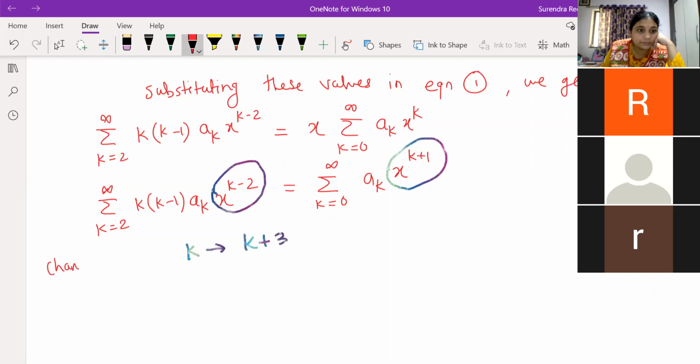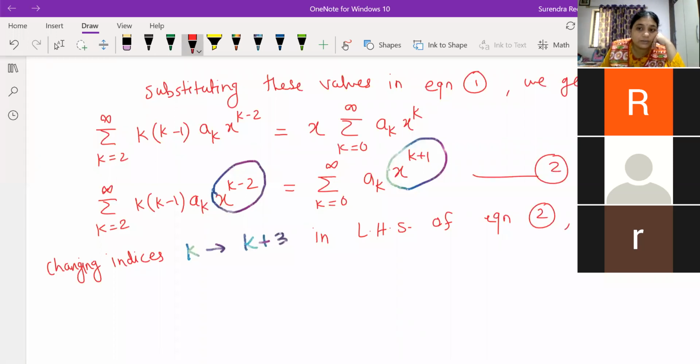Changing indices k to k plus 3 in the LHS only, of equation 2. Say this is equation 2. If I change indices, what will I get? Here k is equal to 2 to infinity, so k plus 1. So what will k be now? New k.